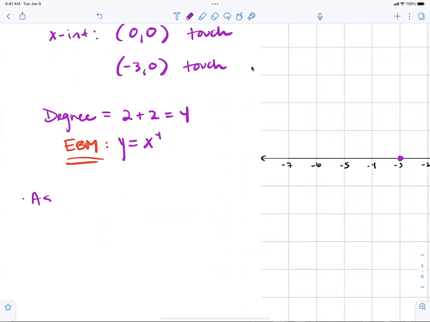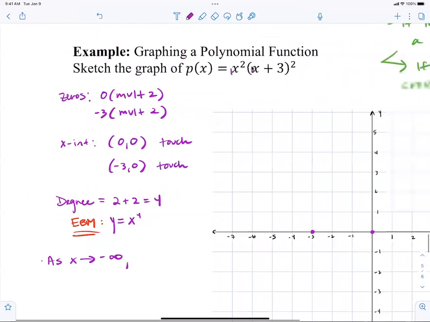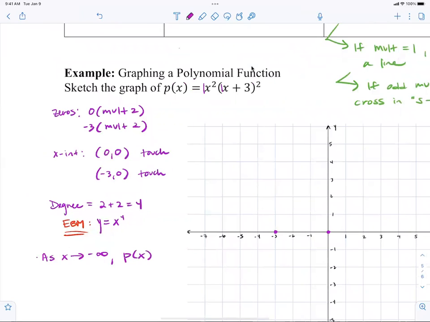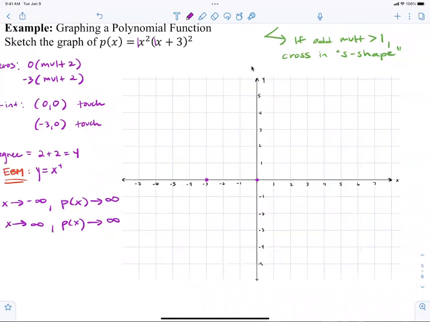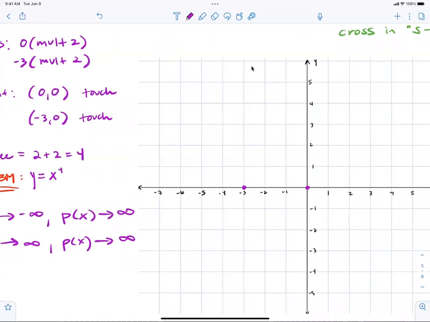So let's think, as x approaches negative infinity, P of x will approach infinity. And as x approaches positive infinity, P of x will approach infinity as well. So that means, okay, do your best. No sharp corners. So thinking end behavior, and then the graph will bounce off of the x-axis.